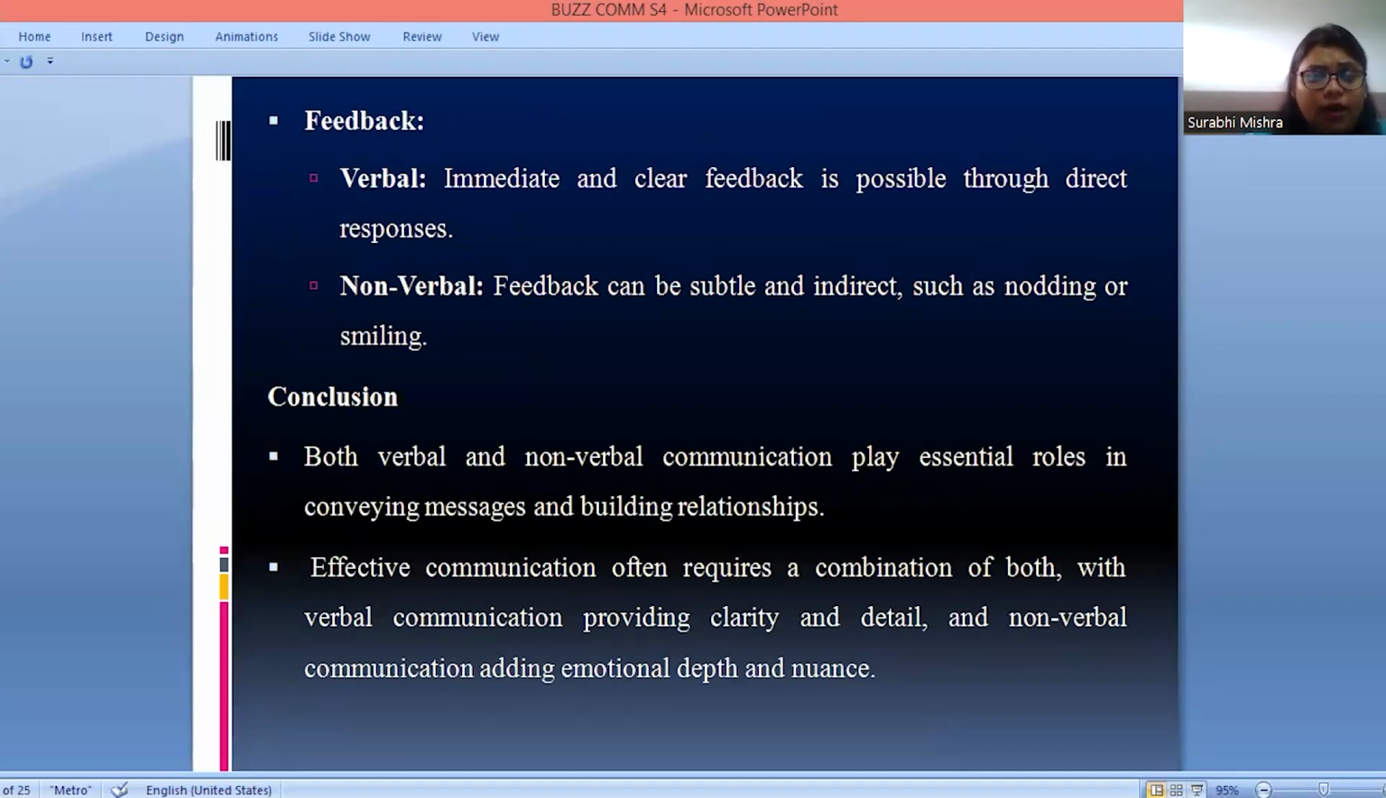When we talk about feedback, in verbal communication, immediate and clear feedback is possible through direct responses, but in non-verbal, it can be subtle and indirect, such as nodding or smiling. It's not possible for everyone to give a quick response every time. Instead of saying or speaking something, they might nod their head or give a smile. So that is a way of communicating in a gestural form or by giving facial expressions, right?